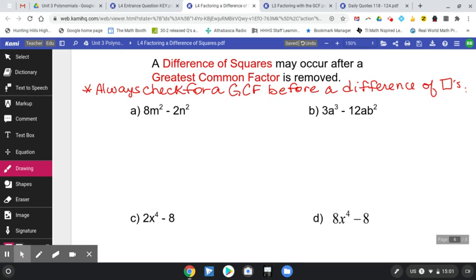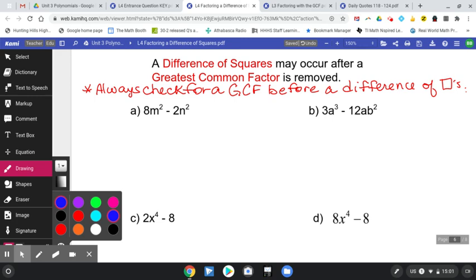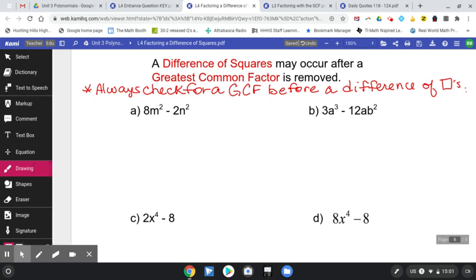So if I look here at A, I gotta think back now to lesson 3. The greatest common factor for this one is going to be a 2. So I'm going to pull a 2 out. The other factor would be 4m squared minus n squared. Now in lesson 3, we did that and we said, okay, we're done. But we always need to look in the bracket to see, could that binomial that's in the bracket be factored further? So looking closely here, what I recognize is that that is a difference of squares.